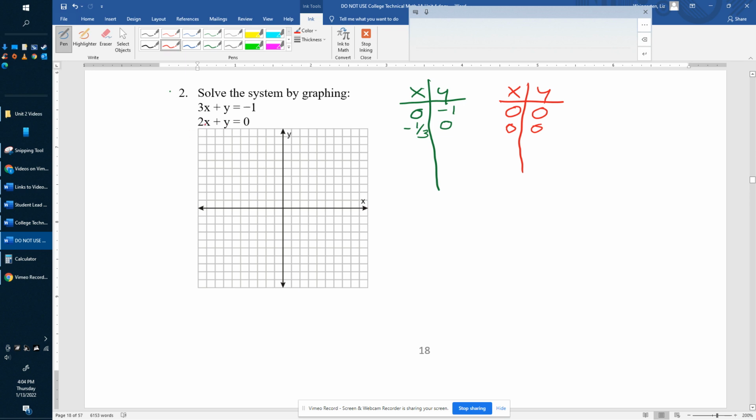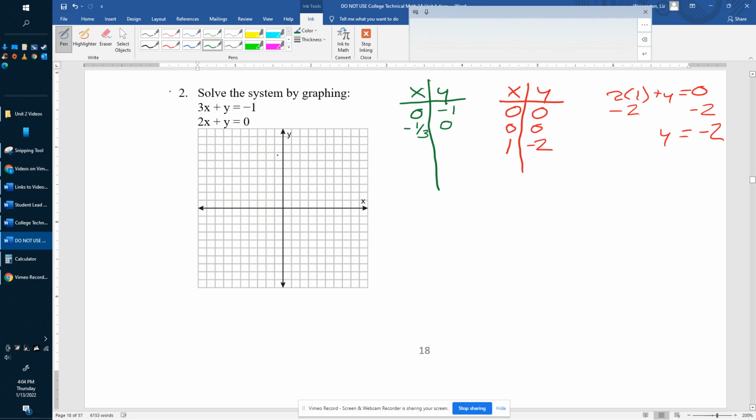Let's put x equals 1 in there. So then we'll have 2 times 1 plus y equals 0. This turns into 2. We'll subtract 2 from both sides, and y equals negative 2. There, that's more helpful, right?